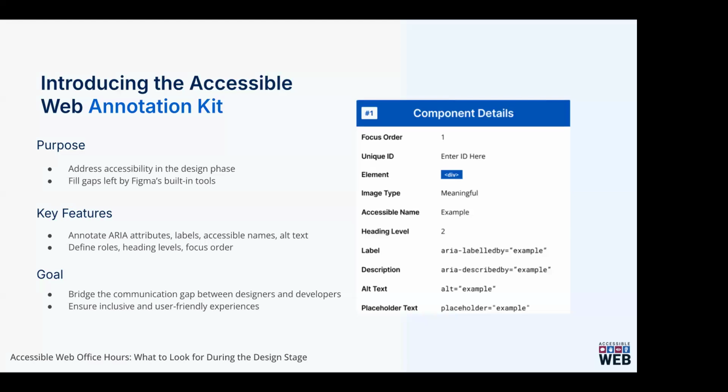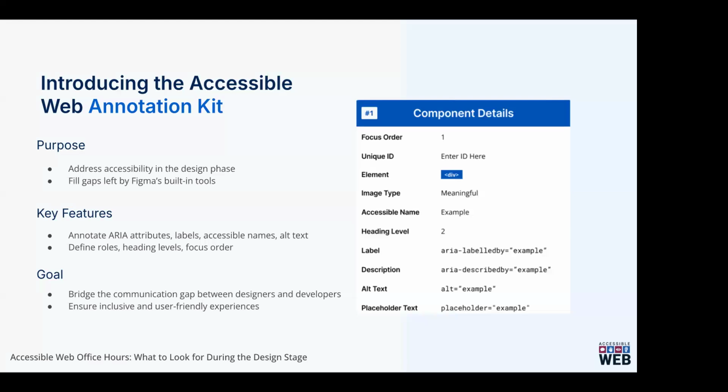With this annotation kit, we can clearly mark things like ARIA attributes, which define roles and states of UI components, add labels and accessible names, and specify alt text for images. It allows us to define roles, set heading levels for better content structure, and establish focus order, which is crucial for users who rely on keyboard navigation.